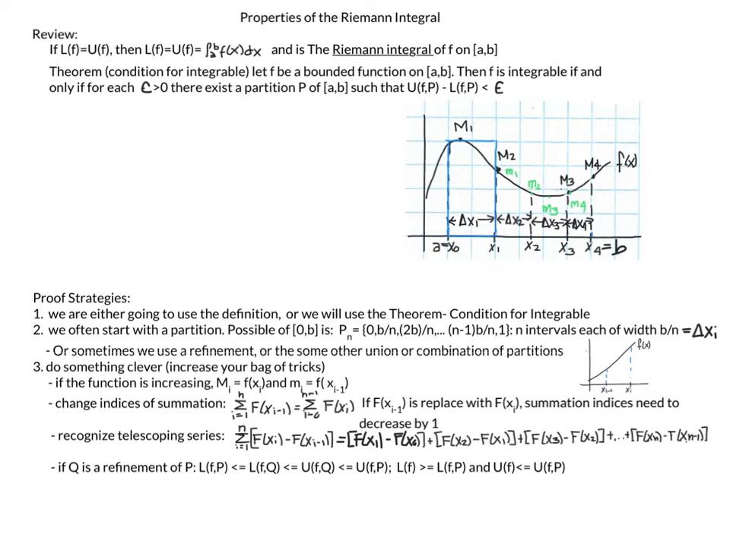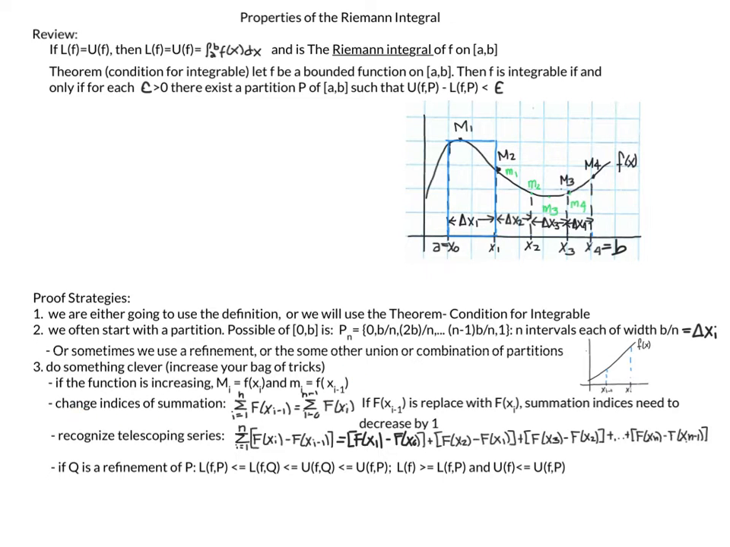Another thing to do in proofs is after you set things up, you often have to do something clever. So here are a few tricks, and as you go through and do more examples, you should increase your bag of tricks so that they're ready for you. The first one is if a function is increasing, the maximum of the function is always going to be towards the right. So if you're on the interval x of i minus 1 to x of i, the maximum, if your function is strictly increasing, is going to be at the rightmost endpoint, f of x_i. The minimum is going to be on the leftmost endpoint, f of x_{i-1}.